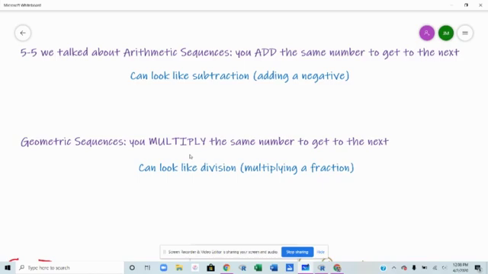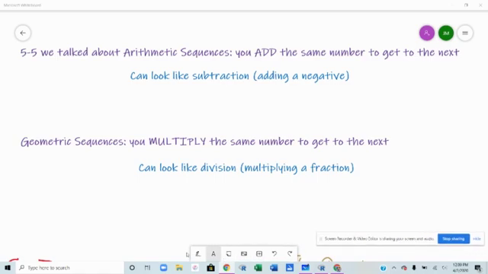This can look like division, where we have multiplying a fraction. So maybe it looks like we're dividing by 2, but we want to say that that is timesing by 1/2. Okay, so we don't want to ever say that we're dividing by whatever. We want to say we're timesing by whatever the fraction is. Our number that we are multiplying by each time is called our common ratio.